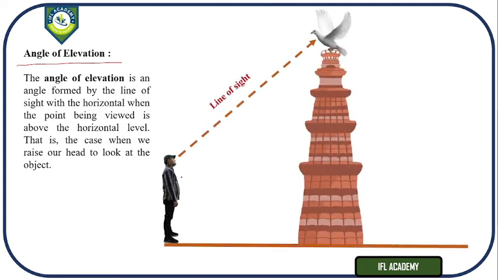Suppose observer is looking at the pigeon. Pigeon is the object. Observer is looking at the pigeon on the top from the ground along the line of sight. This is the horizontal line. So this angle between line of sight and horizontal line is called angle of elevation. This angle. So whenever we look at the object on the top from the ground, the angle formed between line of sight and horizontal line is called angle of elevation.